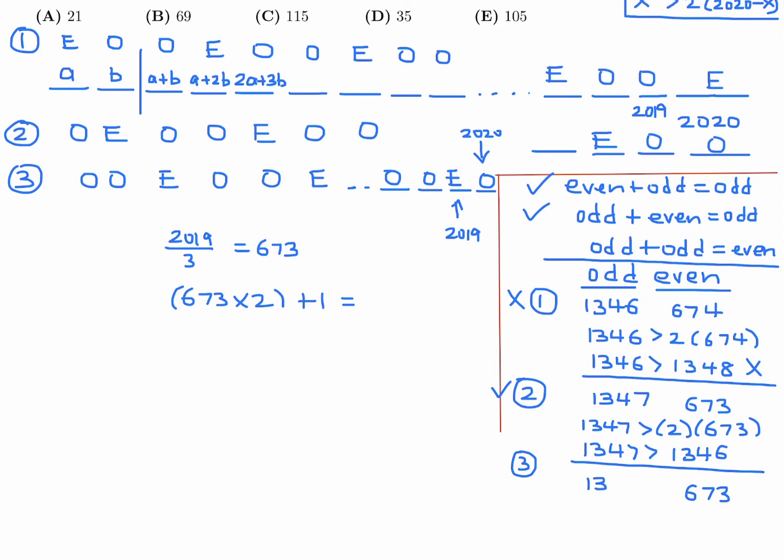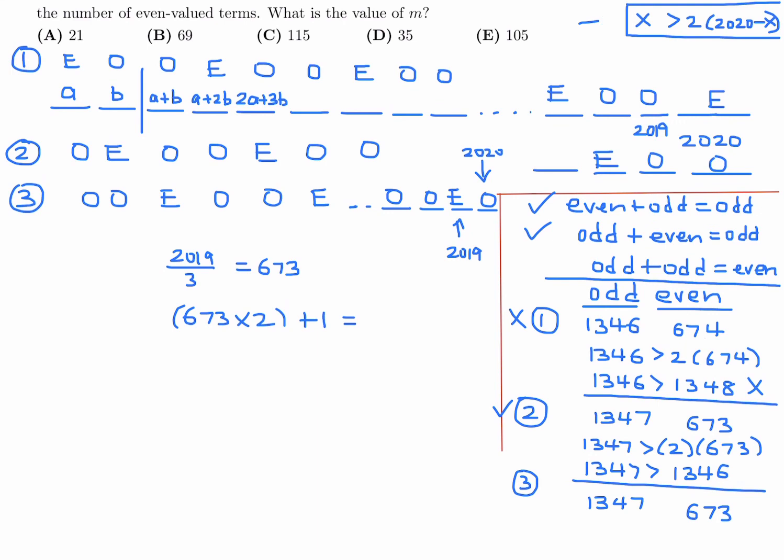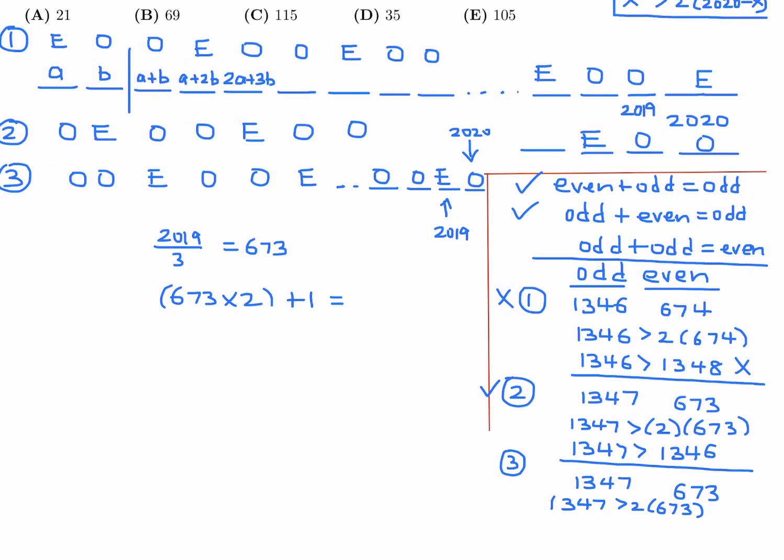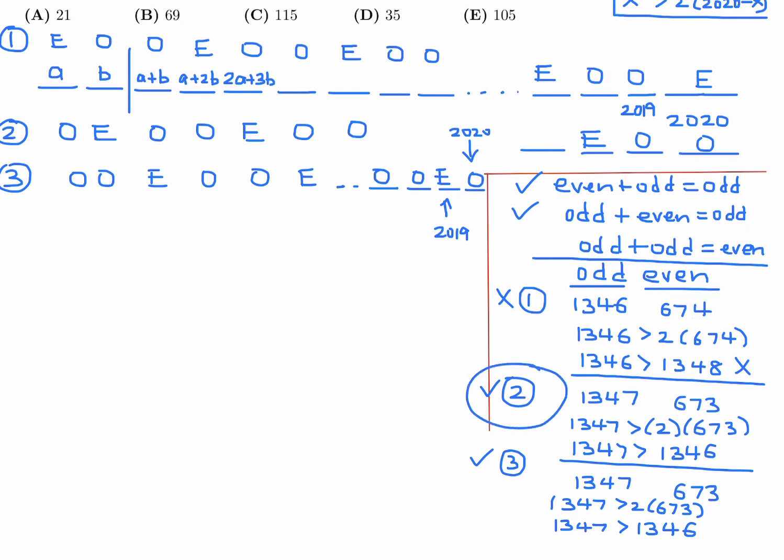So 1347 goes here. So we have to now check this inequality right here to see if it's true. Is 1347 greater than 2 times 673? And the answer is yes. I can cheat a little bit because I've already done that up here. It's pretty much the exact same mathematics. All right, so that concludes that part of the question. Now I know which ones to choose. I can either choose this scenario or this scenario.